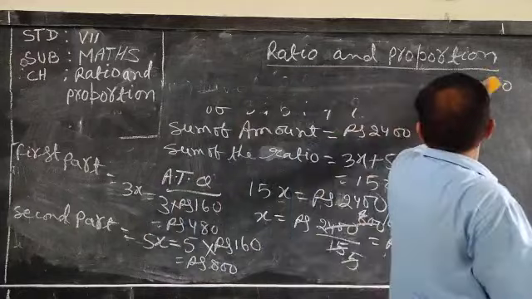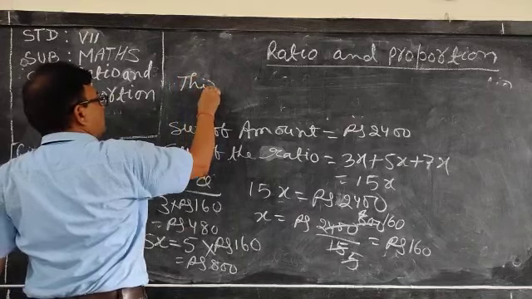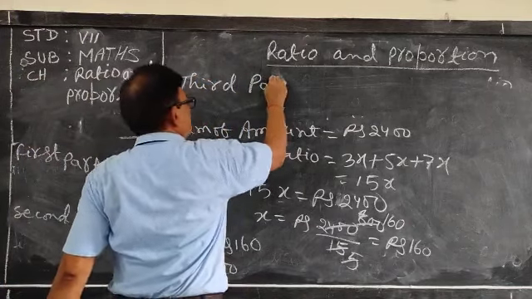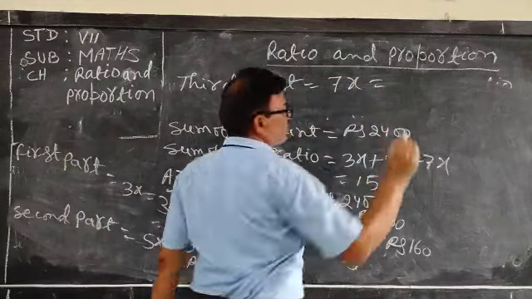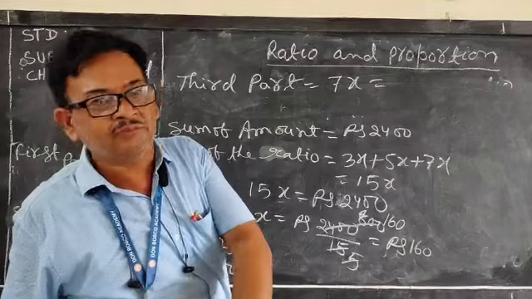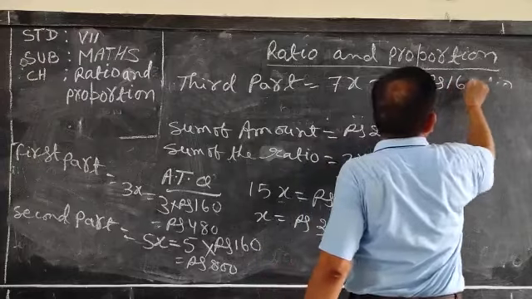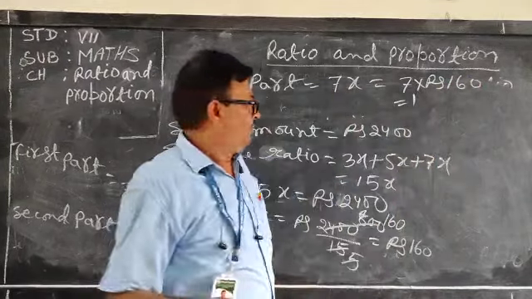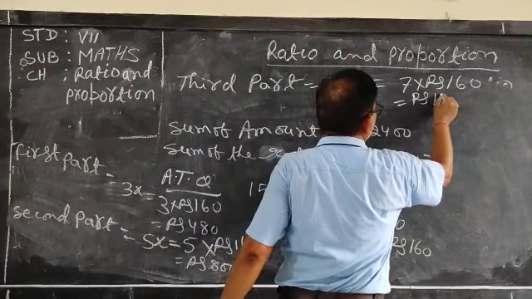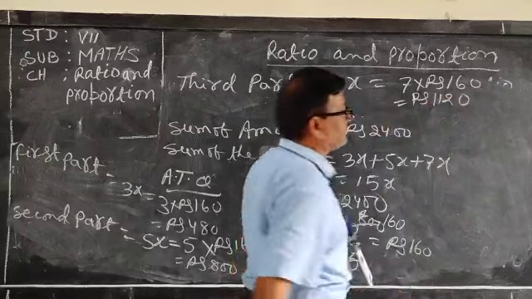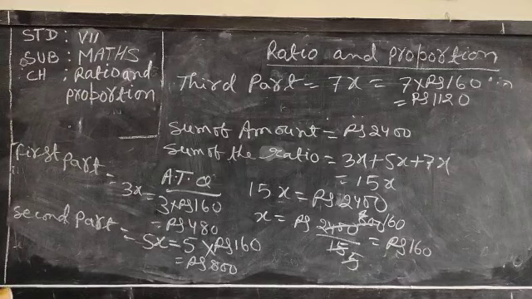Now the third part. The third part is 7x. 7x is equal to 7 into rupees 160, the given value of x. 16 into 7 is 112, so 112 rupees. Now add them, and if this 2400 comes, then it is correct. Otherwise it is wrong. Is it clear?